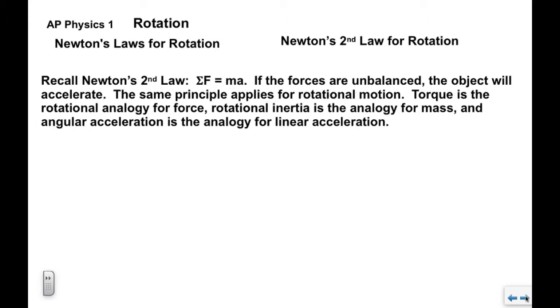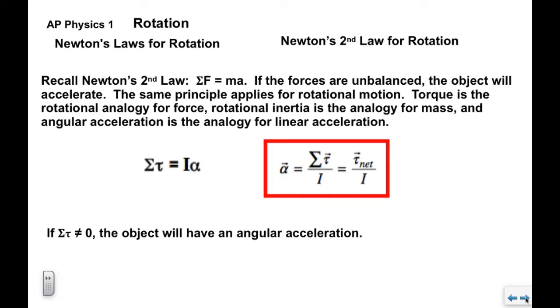So now we'll go to Newton's second law, sigma F equals ma. If the forces are unbalanced, the object will accelerate. Same principle applies for rotational motion and torque. So torque is the rotational analogy for force. Rotational inertia is the analogy for mass. And angular acceleration is the analogy for a, or linear acceleration. So it's written this way, sigma tau equals I times alpha. On your formula sheet, it's written alpha equals sigma tau over I. Same thing.